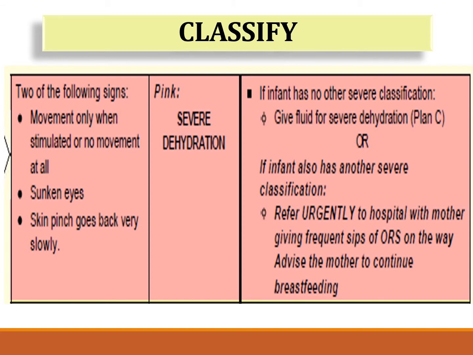If the infant has no other severe classification, give fluids for severe dehydration, meaning you use your treatment plan C. Or if the infant has another severe classification, refer urgently to the hospital with mother giving frequent sips of ORS on the way. Advise the mother to continue breastfeeding.